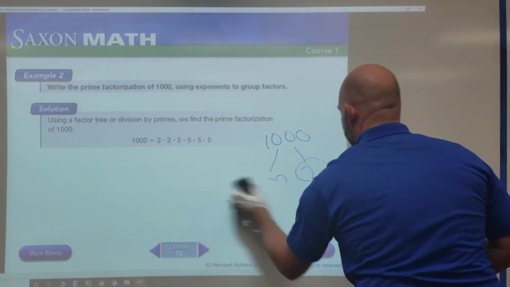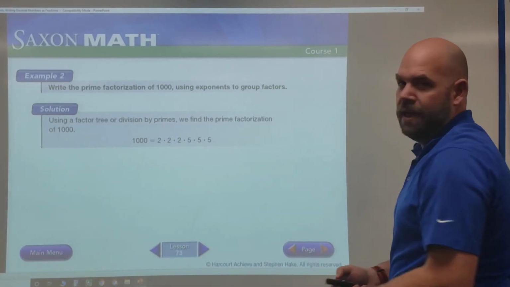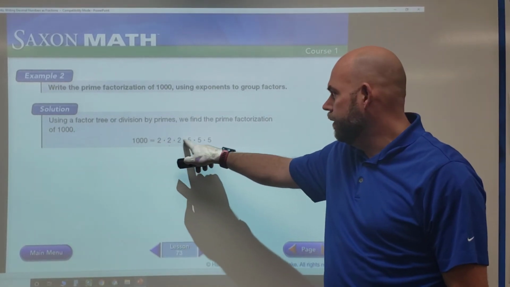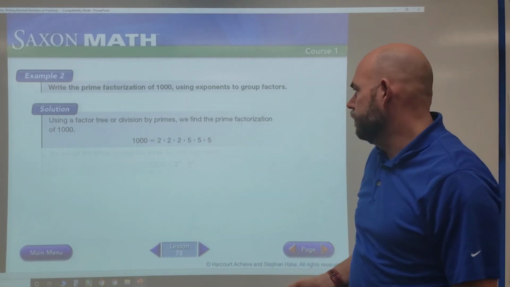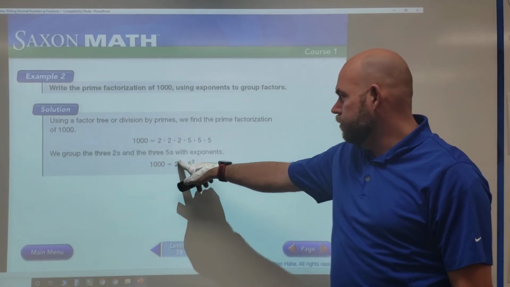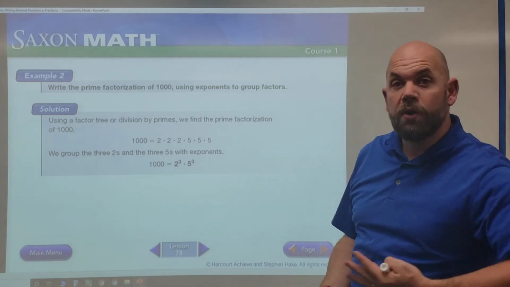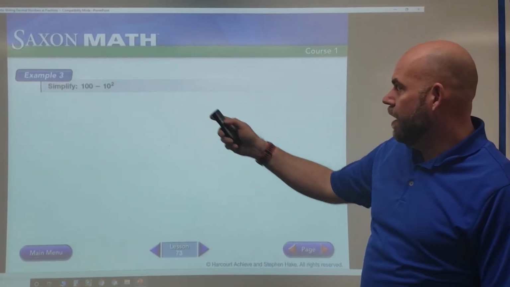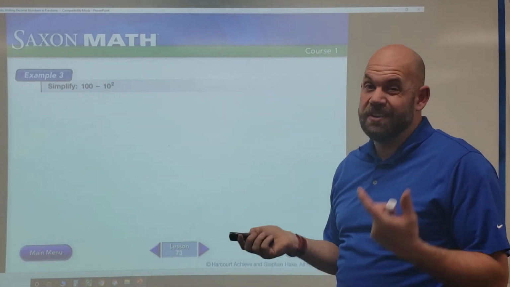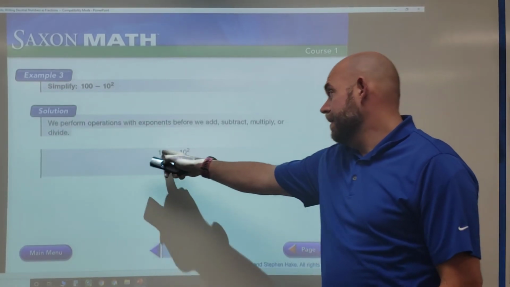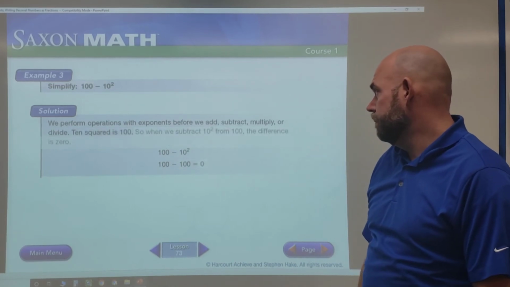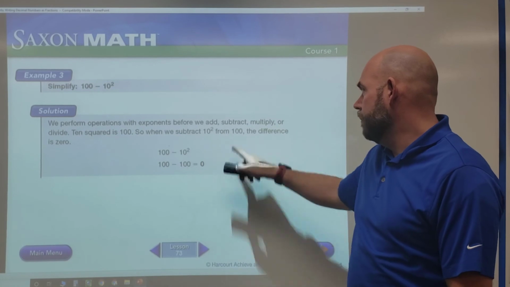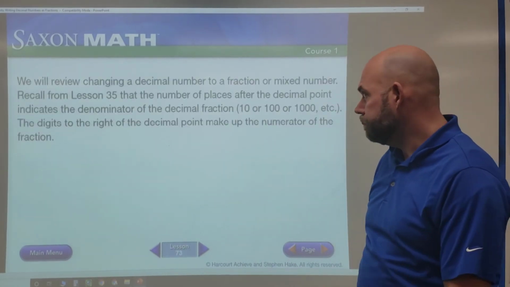Once we've done that, to simplify, we can group them together. So 2 times 2 times 2, remember we just did this with exponents, that's 2 cubed. 5 times 5 times 5, that's 5 cubed. So we can just rewrite that as 2 cubed times 5 cubed. So that's one way of simplifying our prime factors with exponents. Simplify 100 minus 10 squared. 10 squared is 10 times 10, which is 100. 100 minus 100, that's 0. All right, so we can just subtract the 10 squared from 100, and the difference is 0.